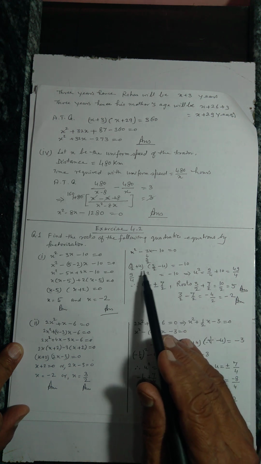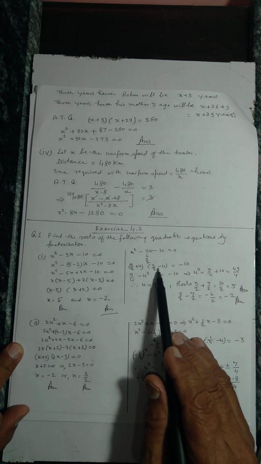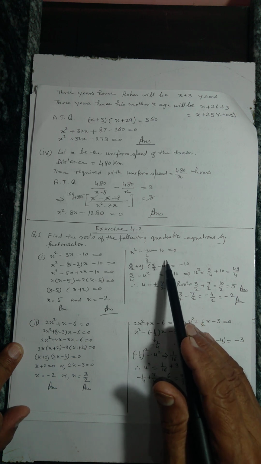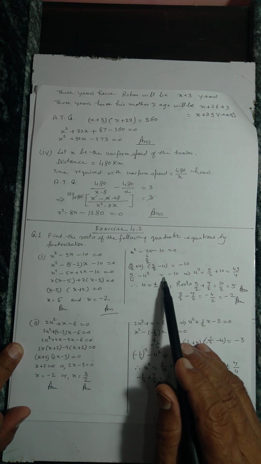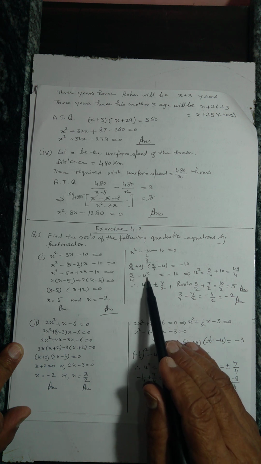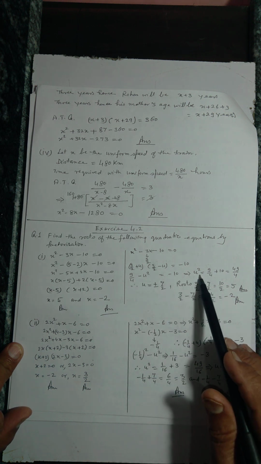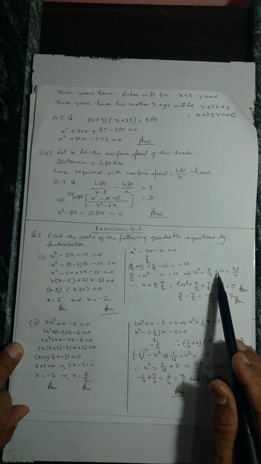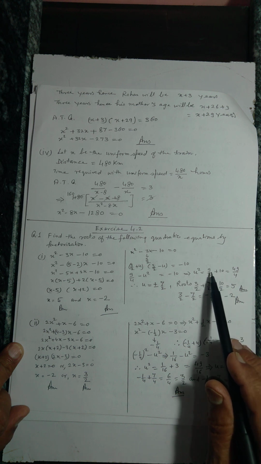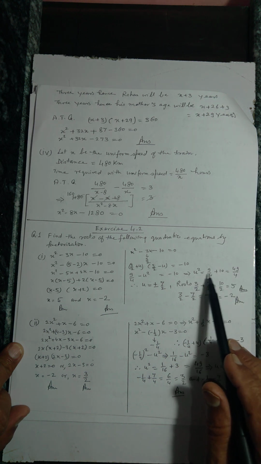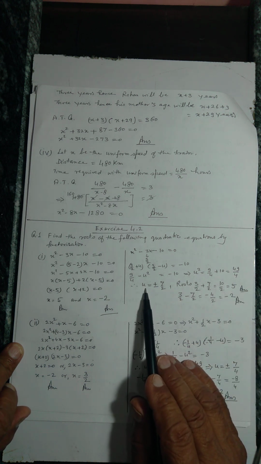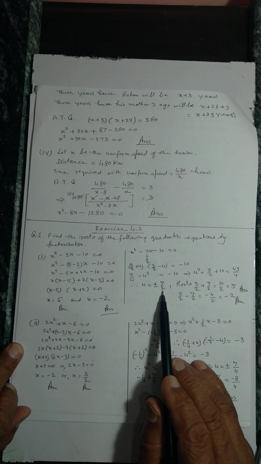These are the roots, so the product of the roots should be equal to c, that is the constant. Here it is minus 10. So I have written 9 by 4 minus u square is equal to minus 10. So u square will be equal to 9 by 4 plus 10. Solve it, 4 tens are 40 plus 9, 49 by 4. u square is equal to 49 by 4. So the value of u will be plus minus 7 by 2.